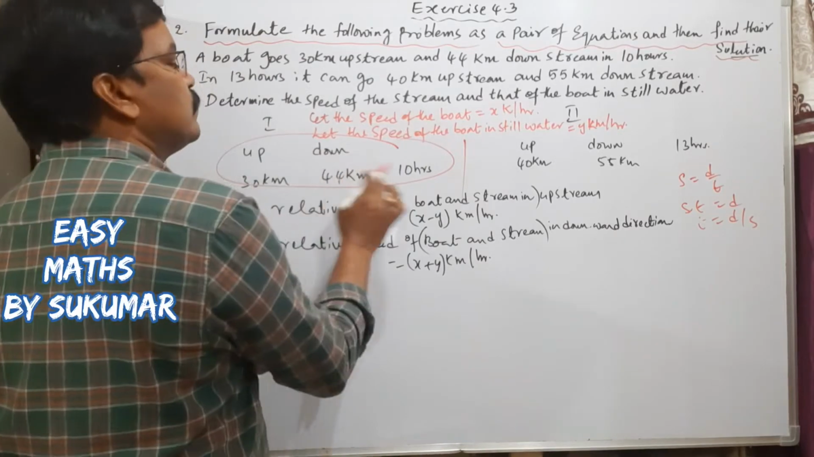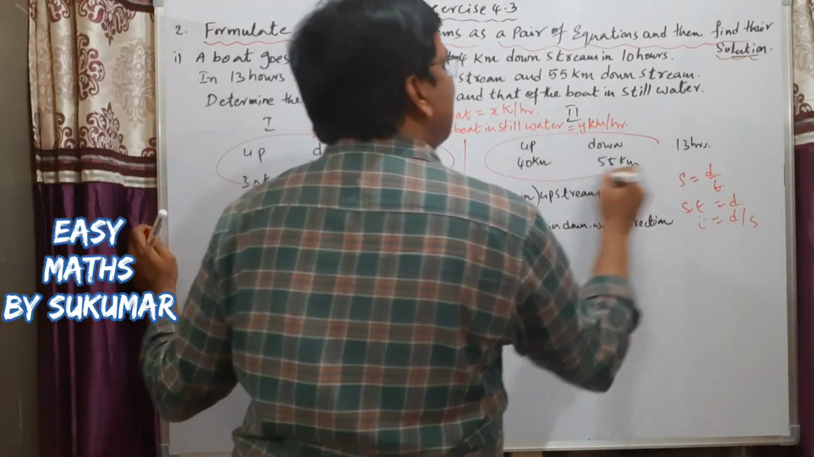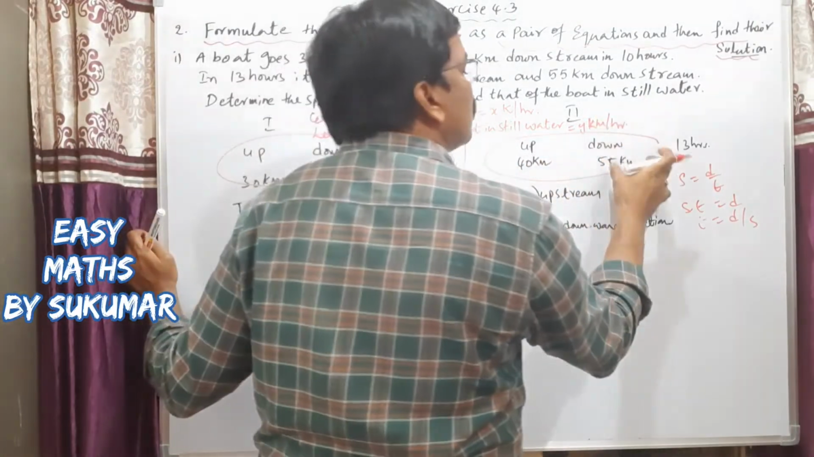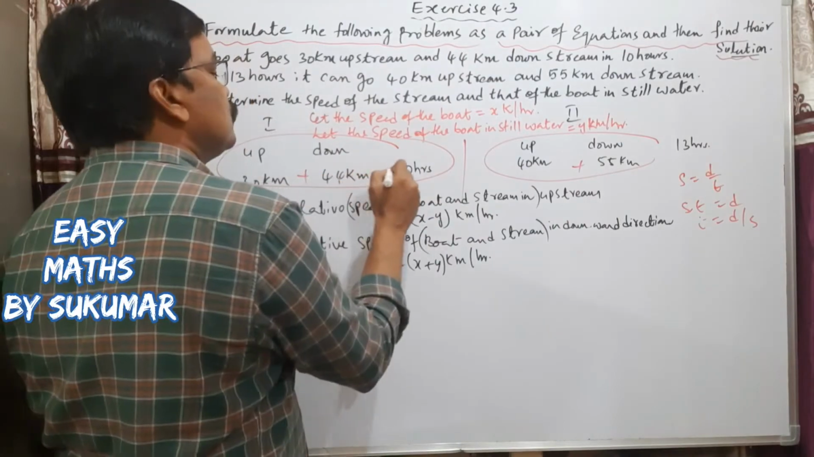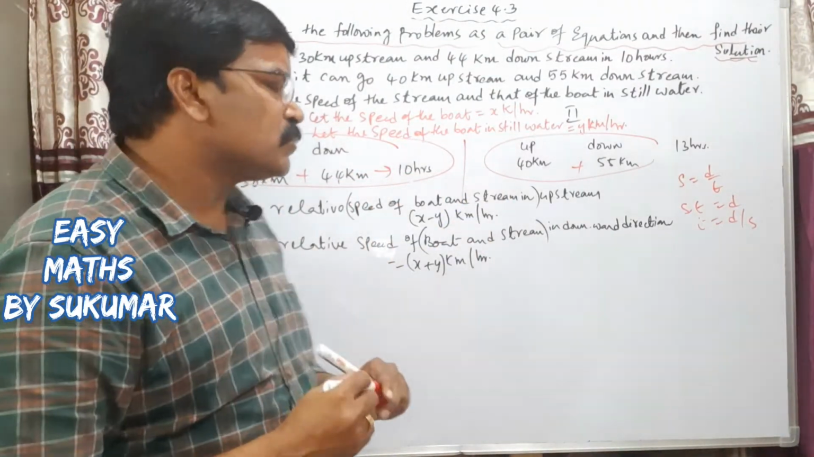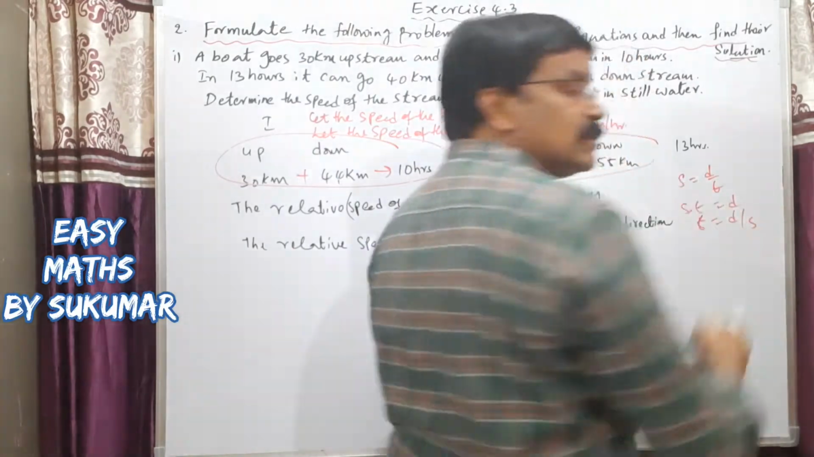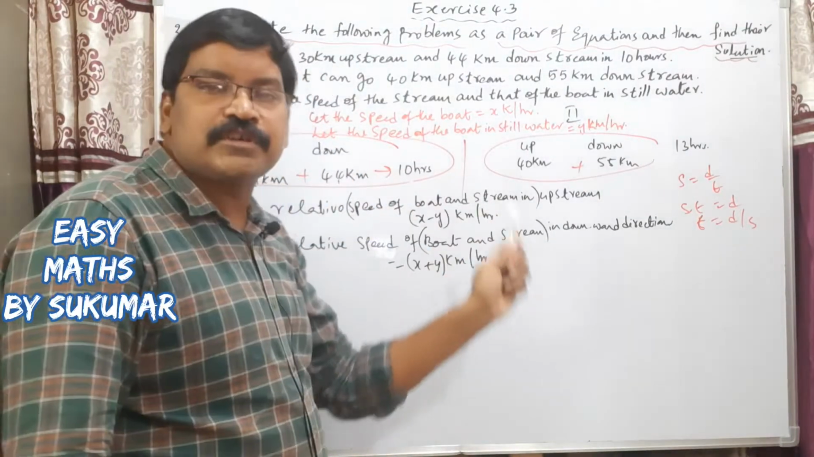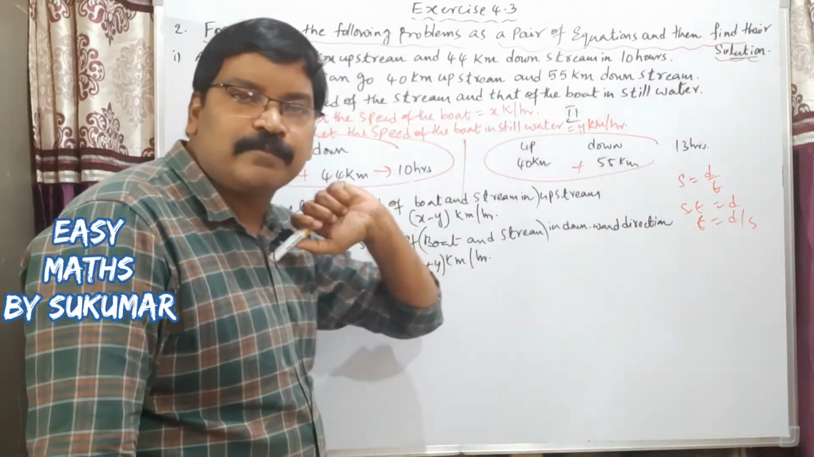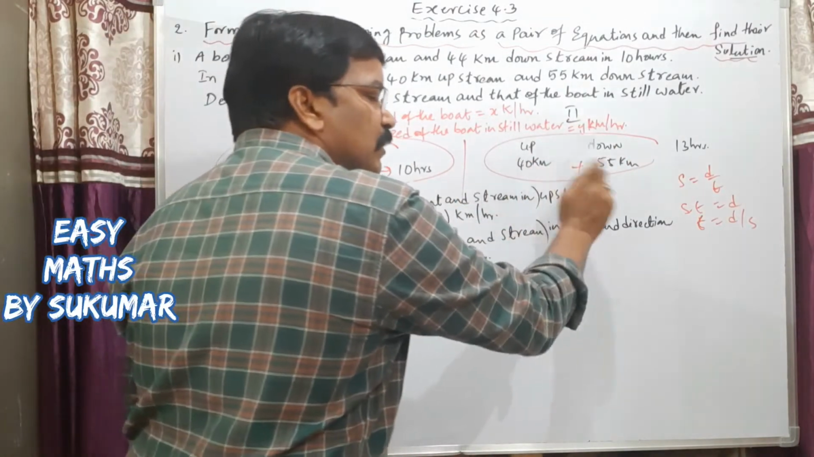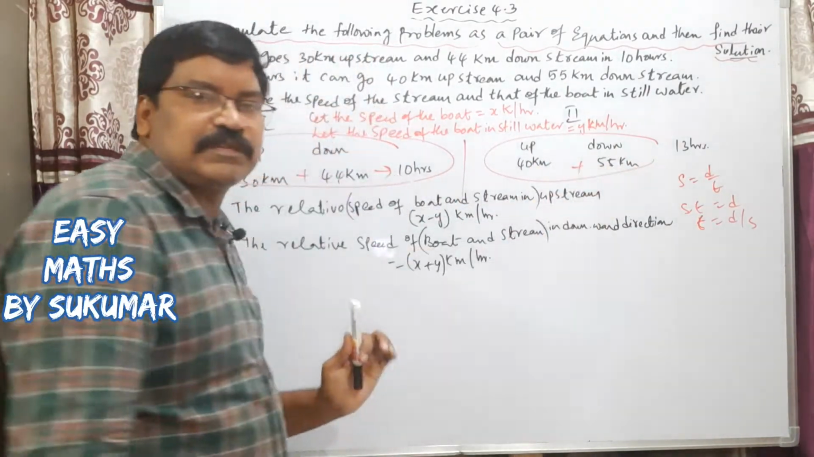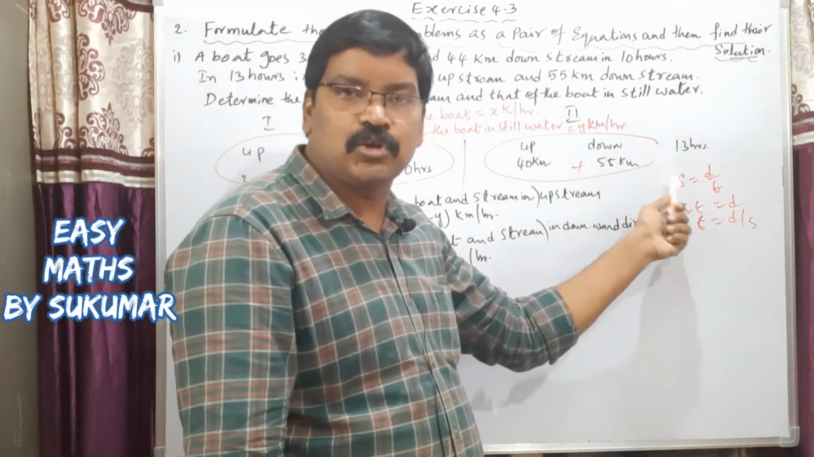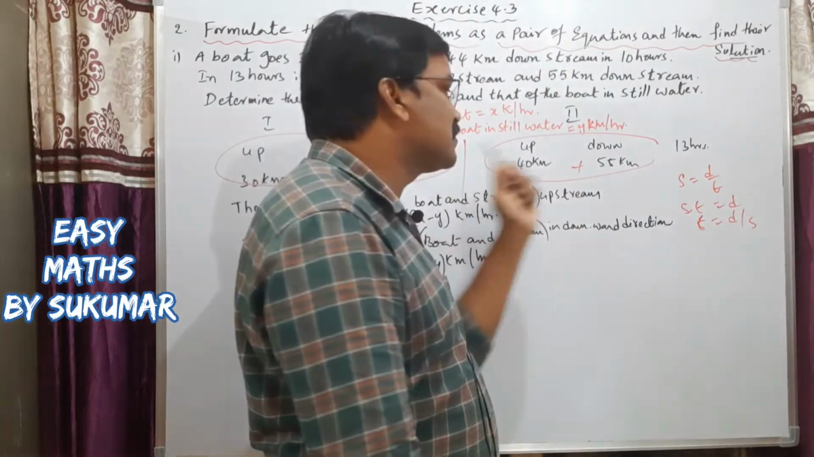Upstream plus downstream in 10 hours, and in this case the same boat travels 40 kilometers upstream and 55 kilometers downstream in 13 hours. Observe that time is equal to distance by speed. So we should change these two situations into time, because here the total duration in the two situations is given: 10 hours and 13 hours.